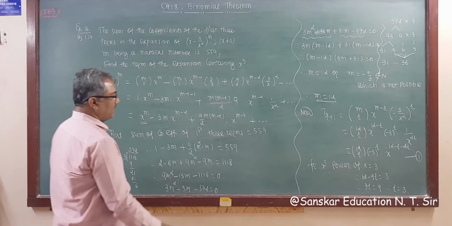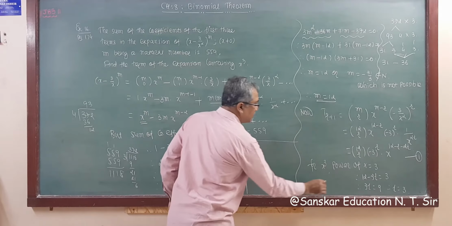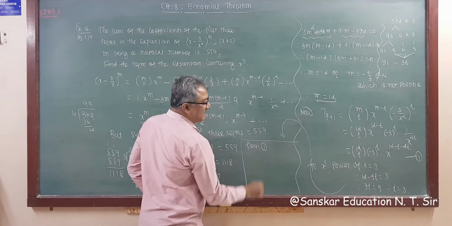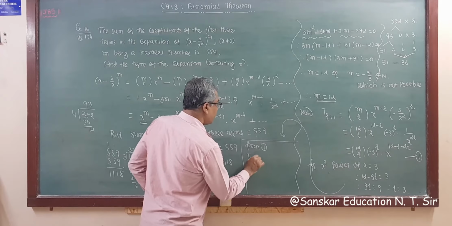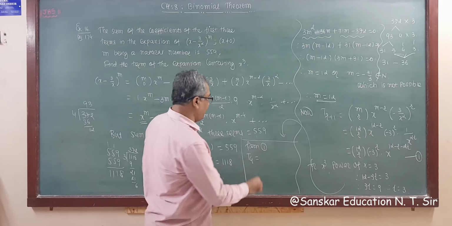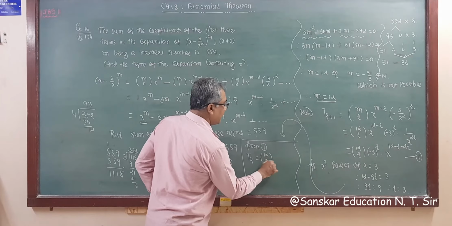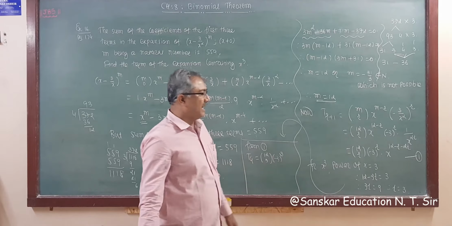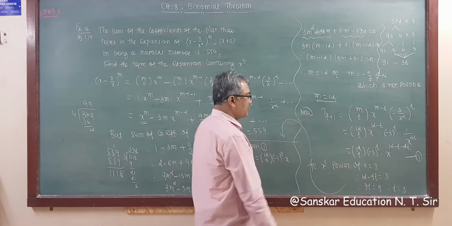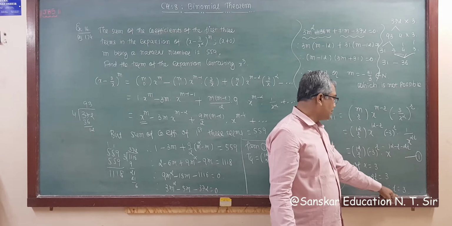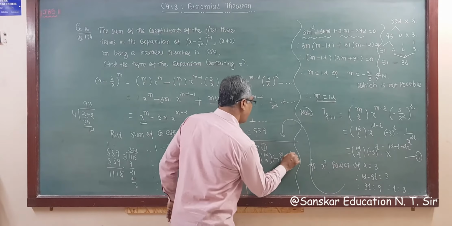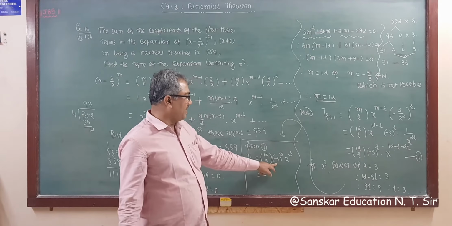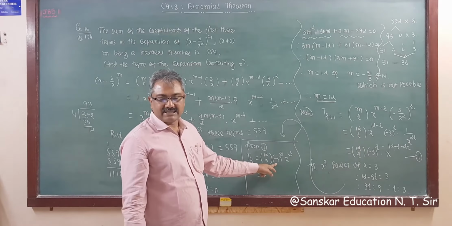So as usual we are solving here, from 1, r is equal to 3. That is T4 is equal to 12C3, minus 3 raised to 3, and x raised to 12 minus 3r, so 9, that is x cube. Now 12C3, and minus 3 raised to 3 is minus.